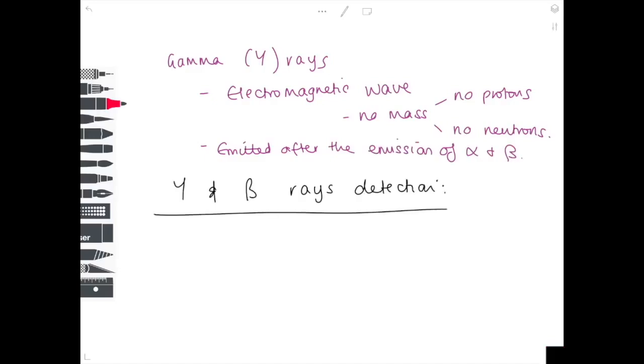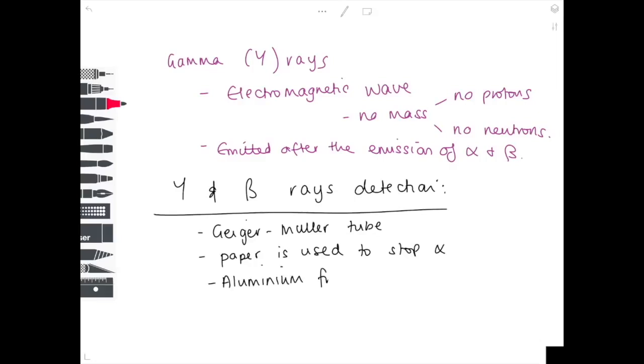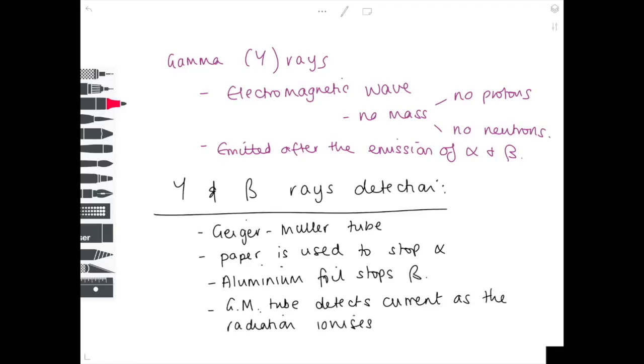And that's through the use of what's called the Geiger-Müller counter or tube. So what you need is a method for actually stopping other rays obstructing and getting in the way. So you use paper, because we know that alpha is not very penetrating. So paper is used to stop alpha particles. Aluminium foil, remember, stops beta particles. And the detection actually occurs within the Geiger-Müller tube, because the radiation ionizes gas held within that tube. So the Geiger-Müller tube detects current as the radiation in question ionizes gas held within the tube.